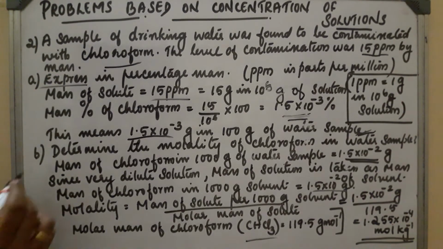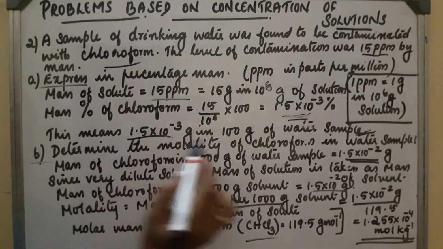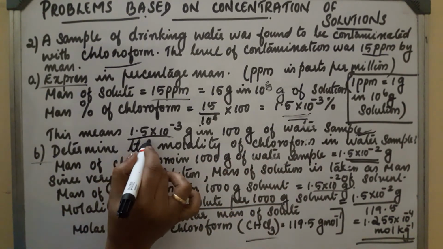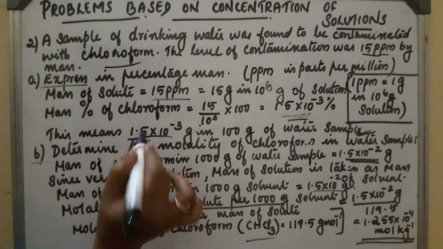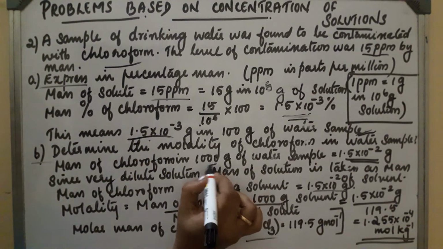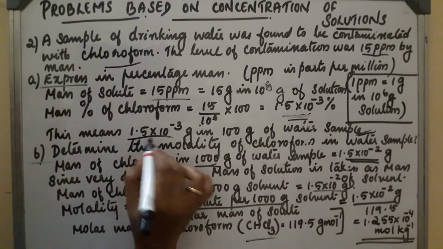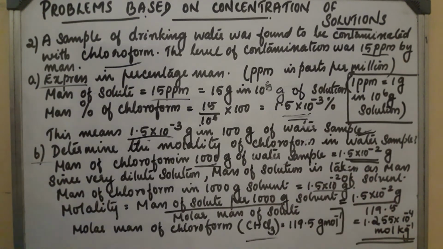Now the next part of the question is to determine the molality of chloroform in the water sample. Molality is the number of moles of the solute in 1000 gram of the solvent, or 1 kilogram of the solvent. For this we need the mass of the chloroform. Here, 100 gram of water sample contains 1.5 into 10 raised to minus 3 gram. So the mass of the chloroform in 1000 gram will be this value into 10. The answer is 1.5 into 10 raised to minus 2 gram.